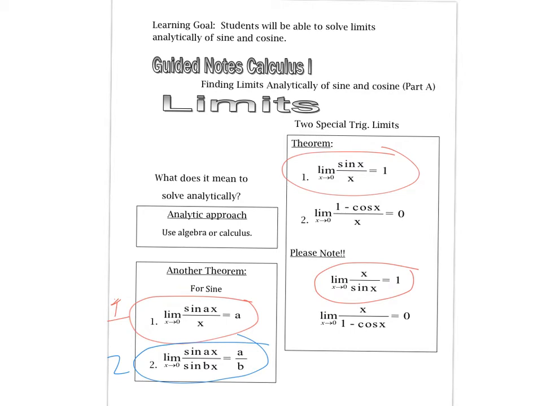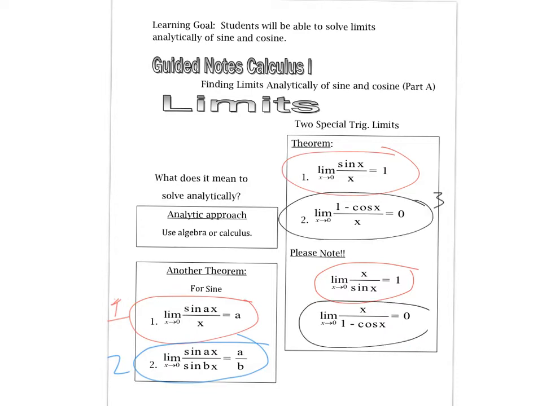I know it's all kind of jumbled here. And that is if you have 1 minus cosine x over x. So 1 minus, that's important, the cosine has to be negative, of as x approaches 0, then that's just going to be 0. And again, the reciprocal is true as well. So if the x is on top and the 1 minus cosine is on the bottom, it's still 0. So this is the third rule.